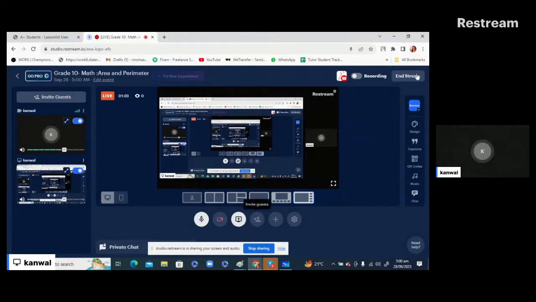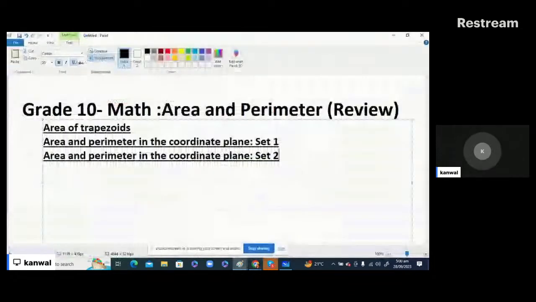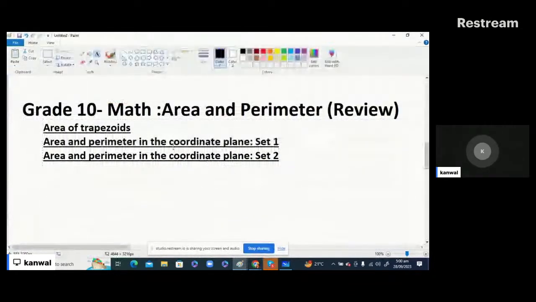Alright, so today we will discuss grade 10 maths, area and perimeters. That's the name of the chapter. And here are the lesson names: area of the trapezoids, area and perimeters in the coordinate plane, set 1, and area and perimeters in the coordinate plane, set 2.